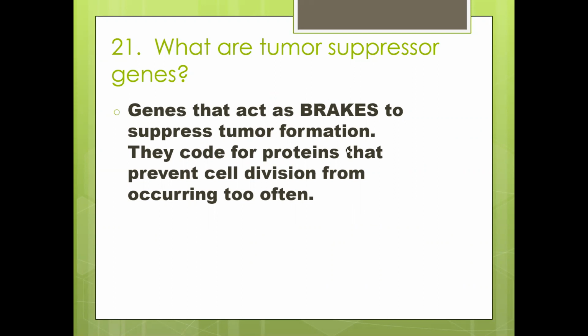So those code for proteins that prevent cell division from happening too often. Essentially, let's say that there's a mutation in a proto-oncogene, it turns it into an oncogene. That oncogene is stimulating cells to overdevelop or over divide. You also have tumor suppressor genes that go, "whoa there, slow down, why don't you stop right now before it turns into cancer."